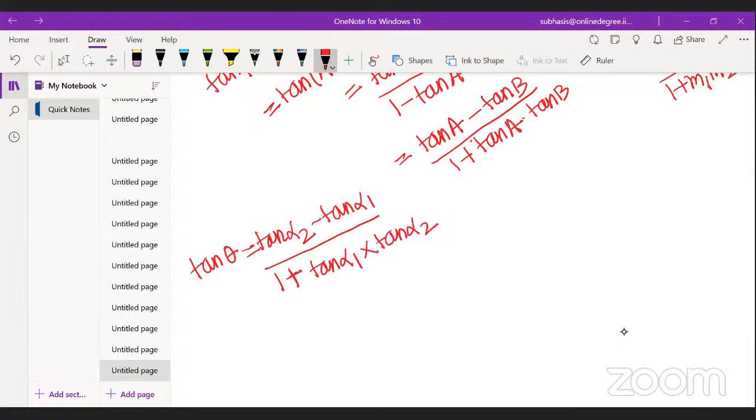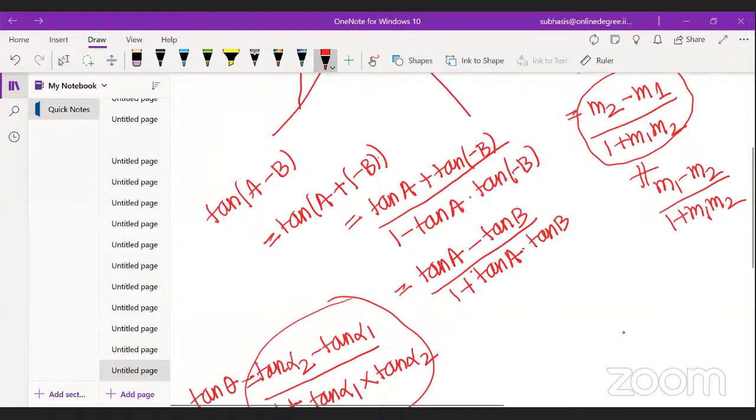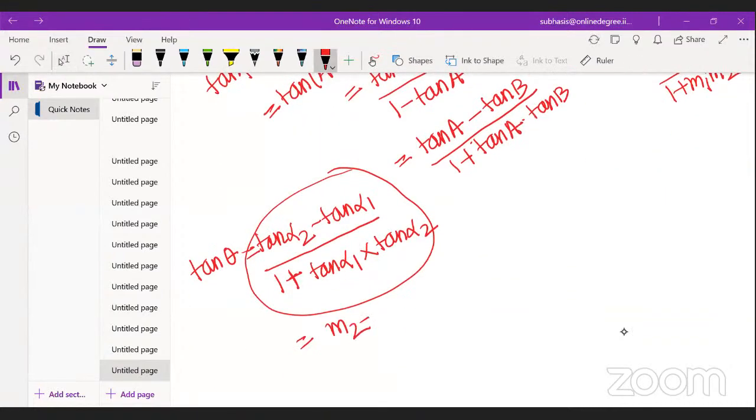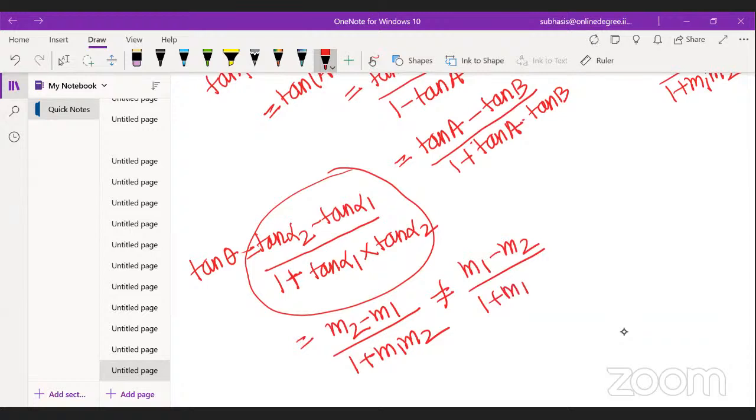And we got some value of this quantity, right? What is this? This is your m2 minus m1 divided by 1 plus m1 into m2, right? And this is certainly not equal to m1 minus m2, right? So the first option is correct, right? This is the first option. So this is correct, right? Is it clear? Yeah, it is clear now.